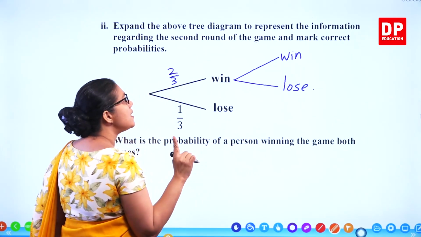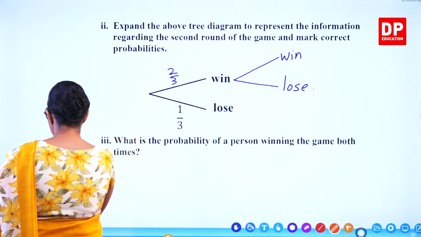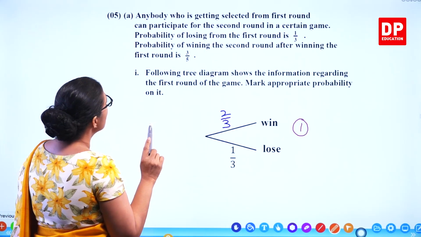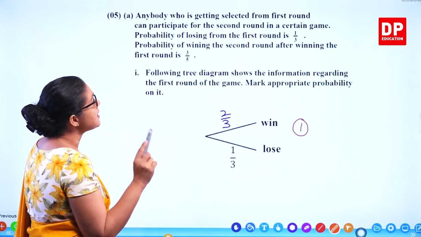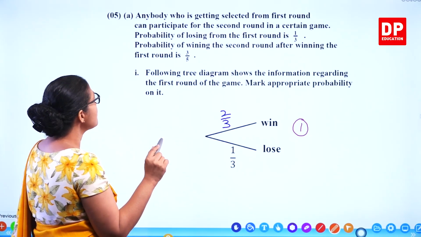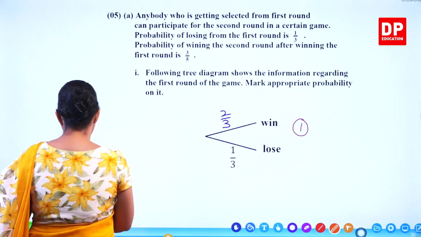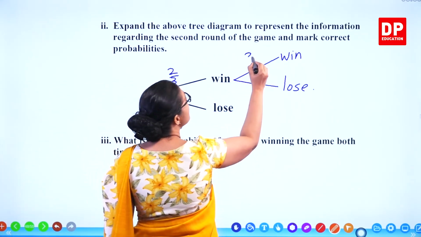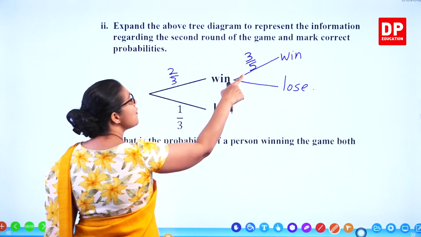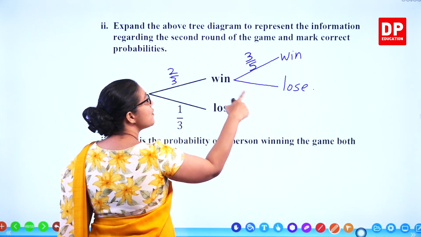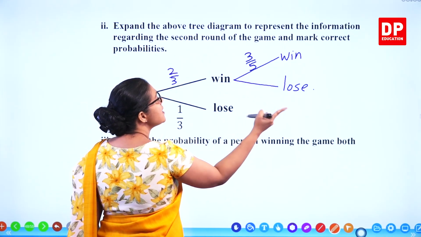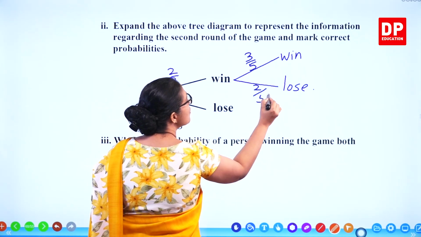So what's the probability given? It says probability of winning the second round after winning the first round is 3/5. So you can mark 3/5 here. If this is 3/5, what's the losing probability for the second time? 1 minus 3/5. That means 2/5.